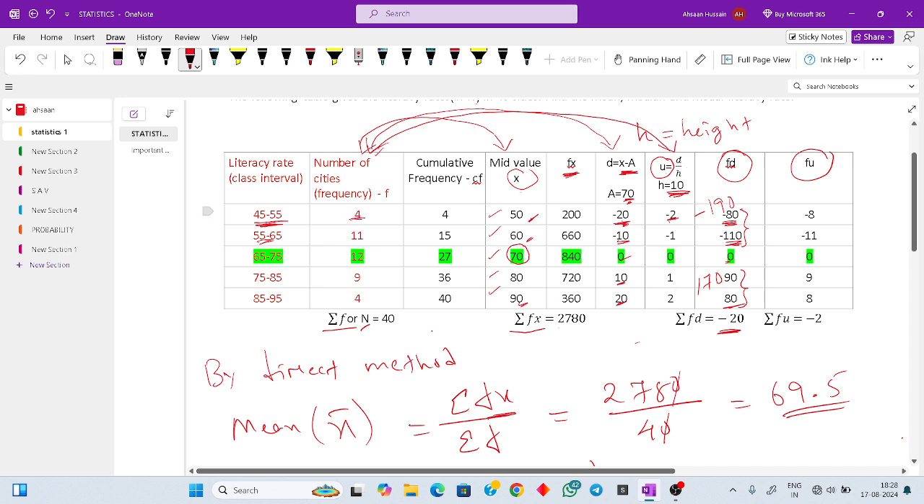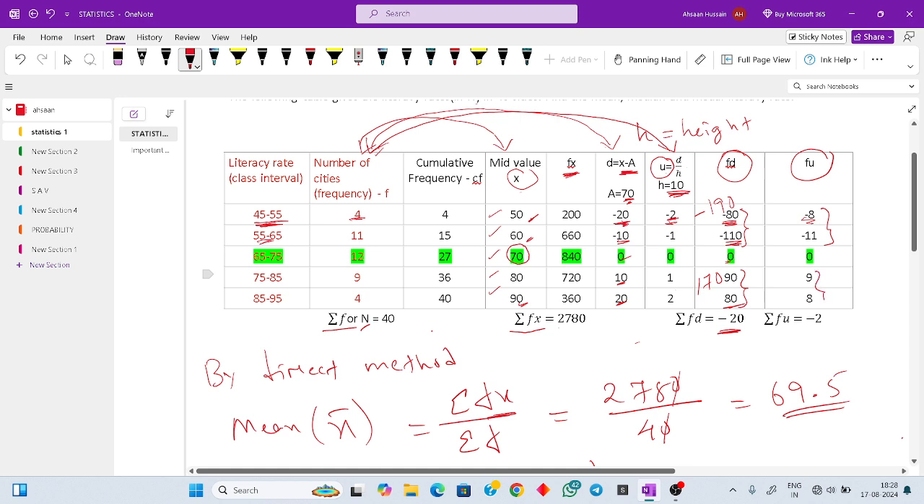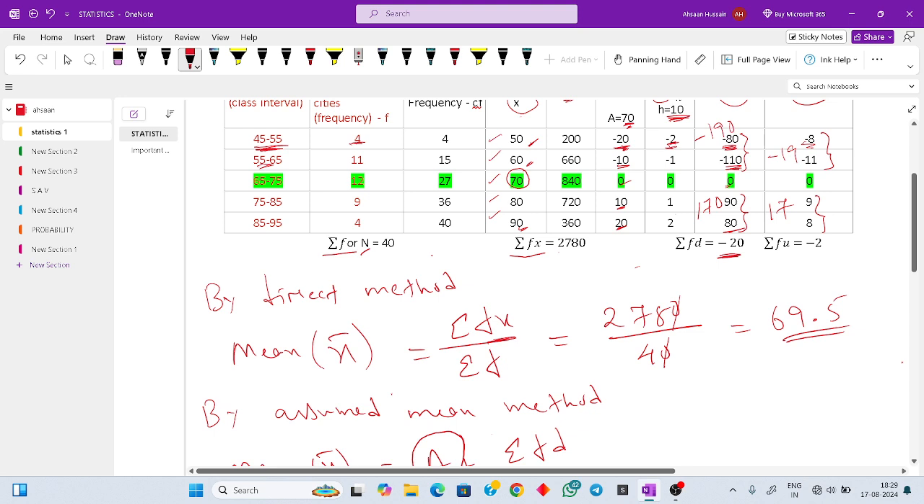Okay. So 4 multiplied by minus 2 is minus 8. Then 11 multiplied by minus 1 is minus 11. 12 multiplied by 0 is 0. 9 multiplied by 1 is 9. And 4 multiplied by 2 is 8. Okay. Now we'll find the summation of fu. These two are negative values and these two are positive values. The sum of these two negative values is minus 19 and the sum of these two positive values is 17. So the summation fu will come minus 2. Minus 19 plus 17 equals minus 2.